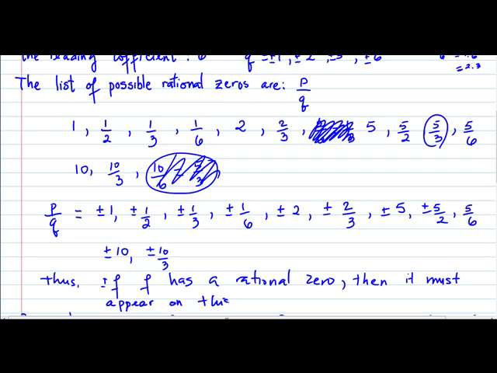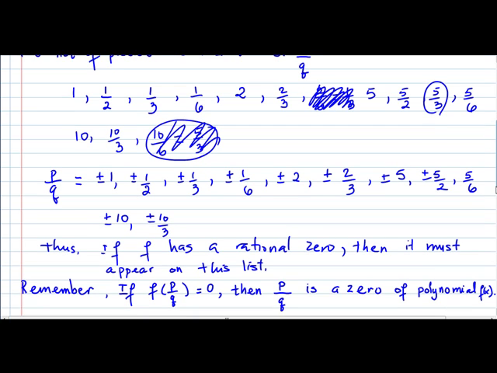On this list. So this gives us the list of possible rational zeros. In other words, if f has any solution, it must appear among this list here that we found.